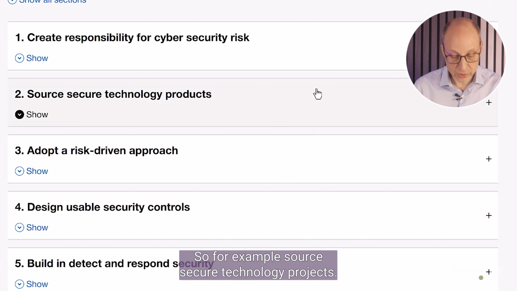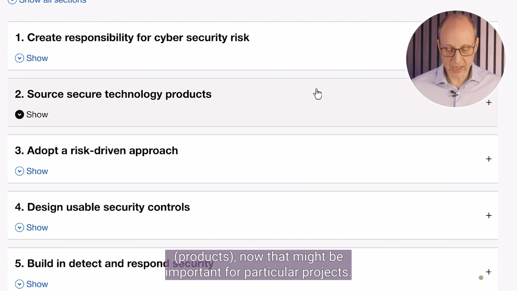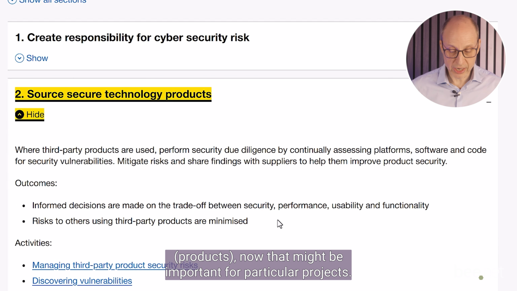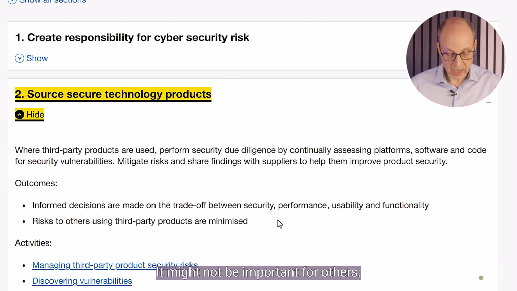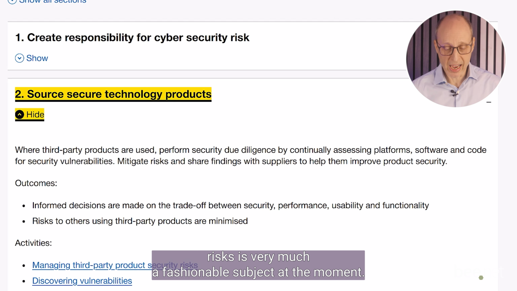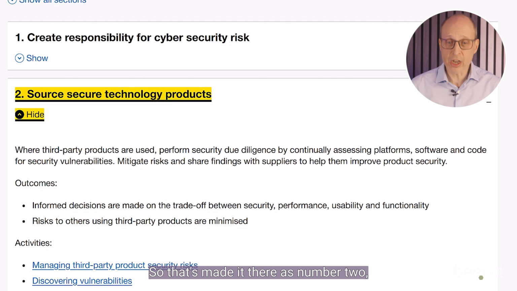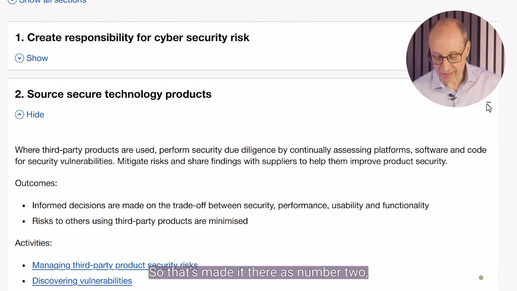So, for example, source secure technology products. Now, that might be important for particular projects. It might not be important for others. And managing third-party security risks is very much a fashionable subject at the moment. So that's made it there as number 2.